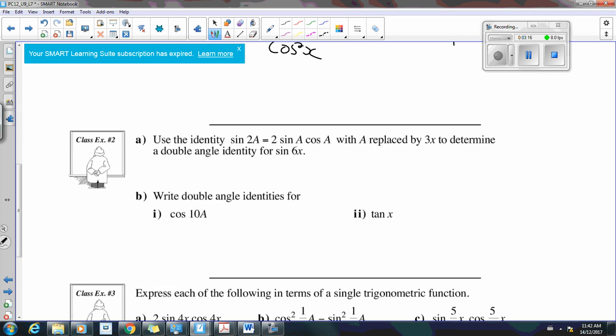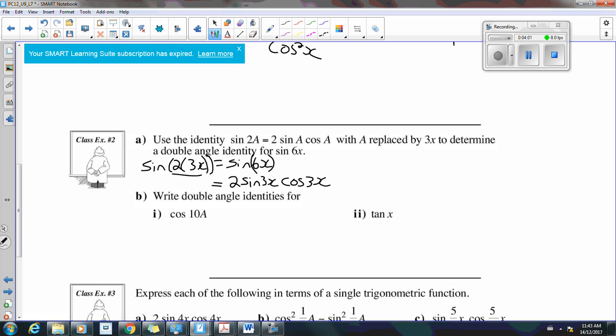Example 2, use the identity sine 2A equals 2 sine A cos A with A replaced by 3x to determine the double angle identity for sine of 6x. If I replace A with 3x, I'm really going to get an expression for the sine of 6x. Now if I use the double angle formula to express this, I can just say this is 2 times the sine of 3x times the cos of 3x. This is only really helpful if we know what the sine or the cosine of 3x is, but we can do it just like that.